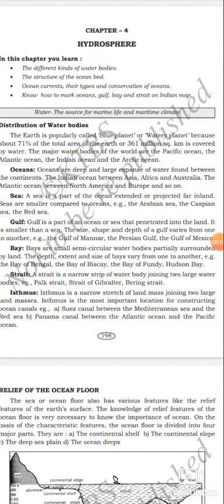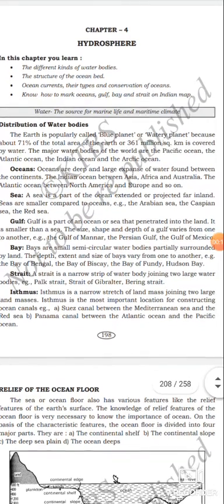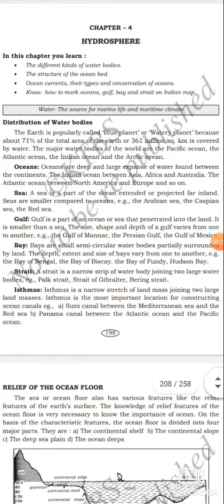Today we will see hydrosphere, the fourth lesson in geography. Page number 198. Got it? Let us see now. Listen, dear students.